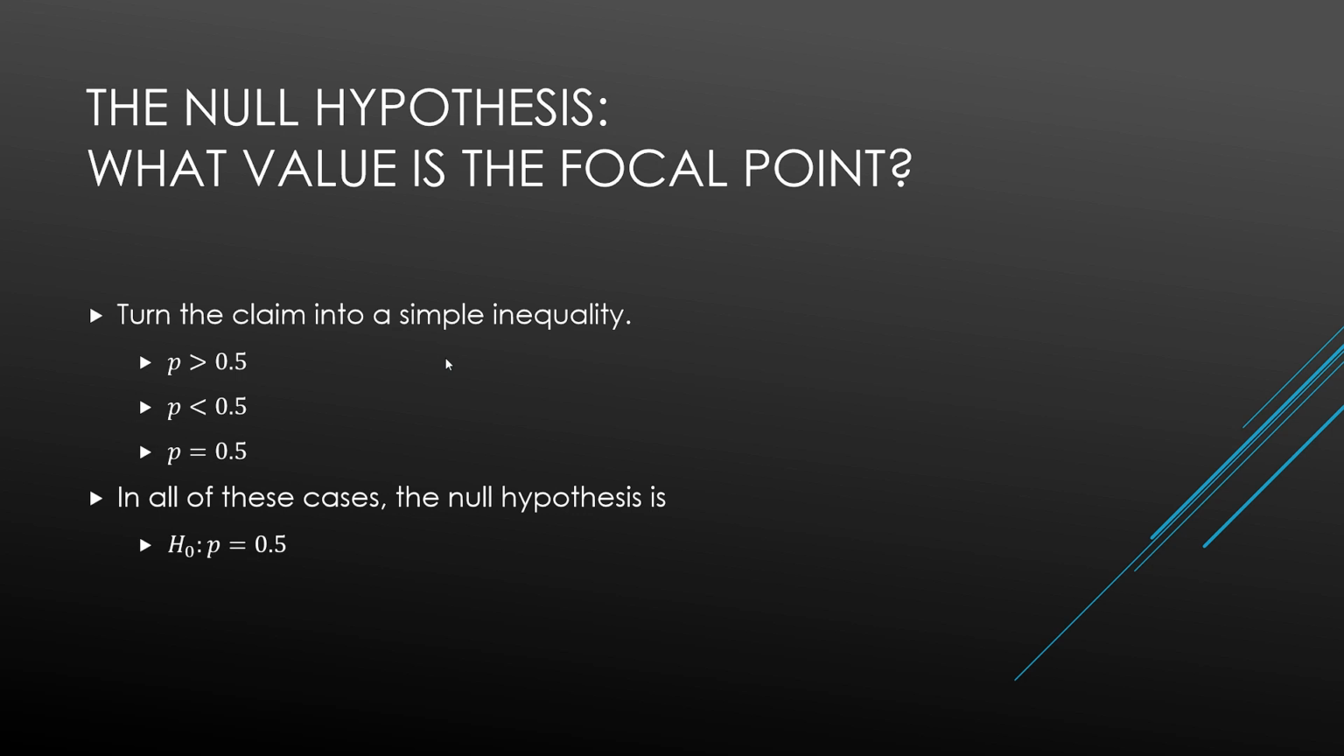In all of those cases, your baseline, your null hypothesis, your focal point is at the value of 0.5. So whether it's greater than 0.5, less than 0.5, or equal to 0.5, in all of those cases, your null hypothesis is simply saying, I care about 50%. I care about p equals 0.5. Now, that's not a testable hypothesis. That's not really anything except just saying, this is where my focal point is. I'm focusing at this spot.